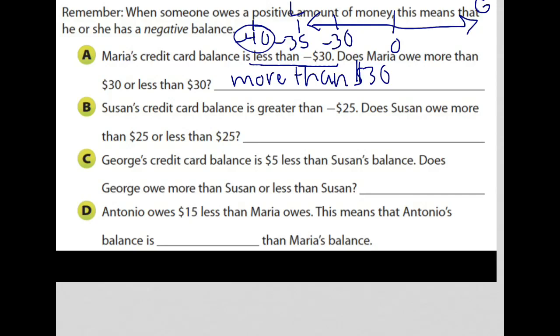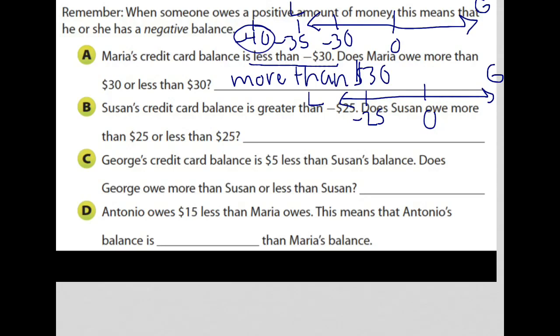Letter B. Susan's credit card balance is greater than negative 25. Does Susan owe more than 25 or less than 25? So, thinking about this problem, once again, I'm going to go ahead and draw a number line. On that number line, I'm going to put 0, and then I'm going to put negative $25. Now, it says Susan's credit card balance is greater than negative 25. So I'm going to put L for least on the left, G for greatest on the right.